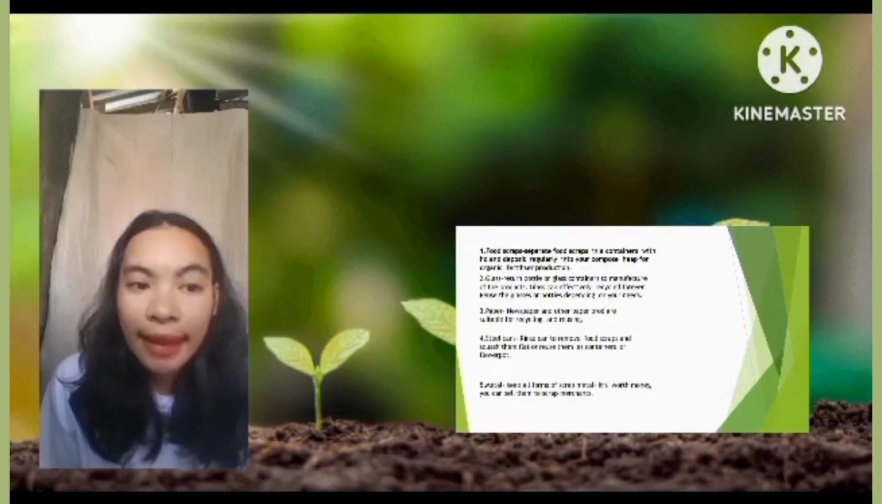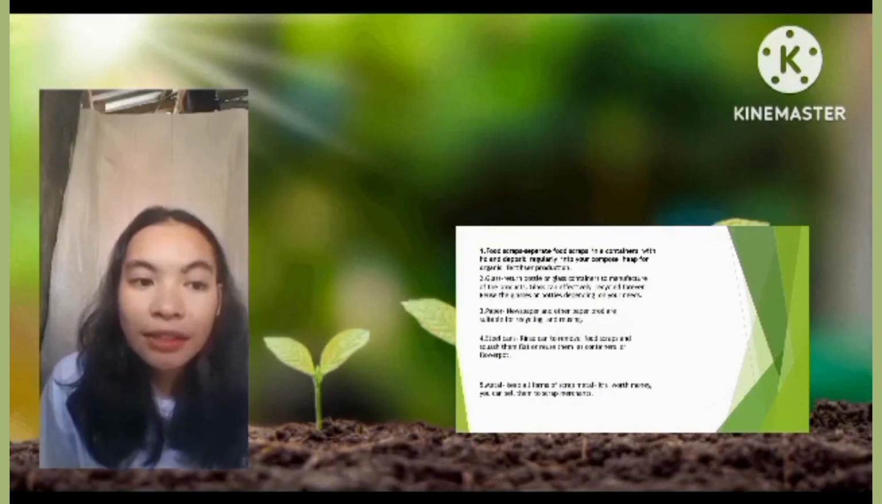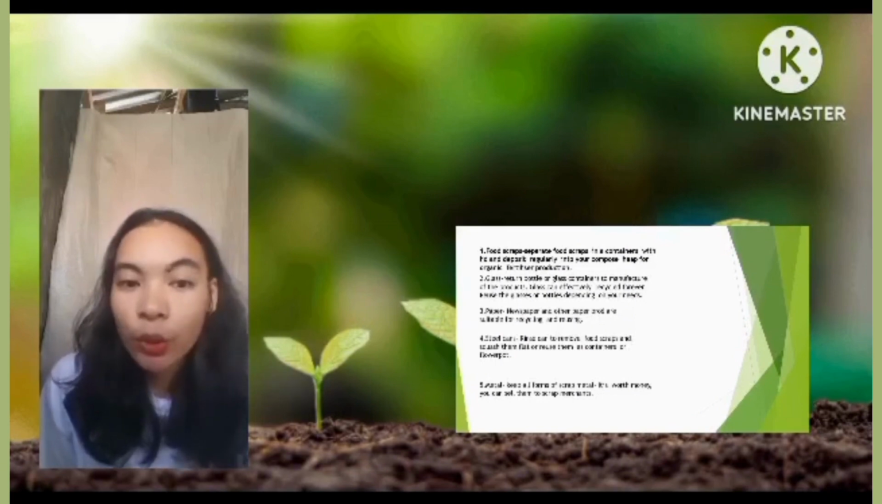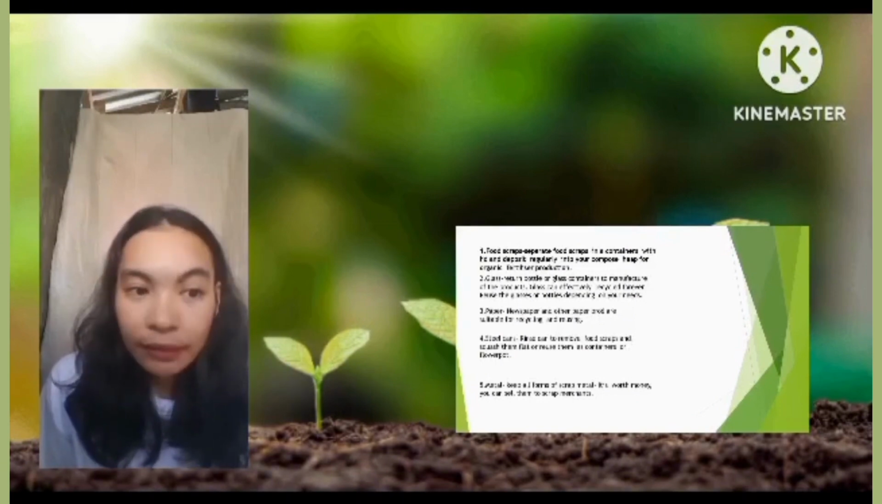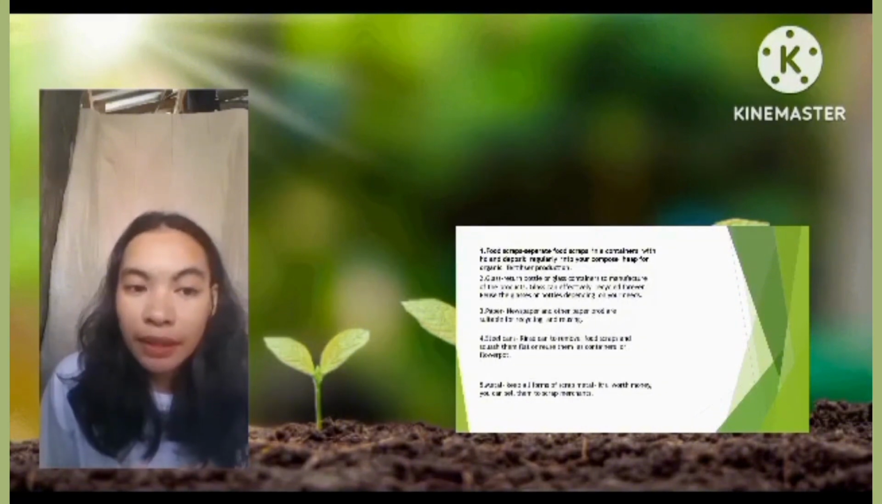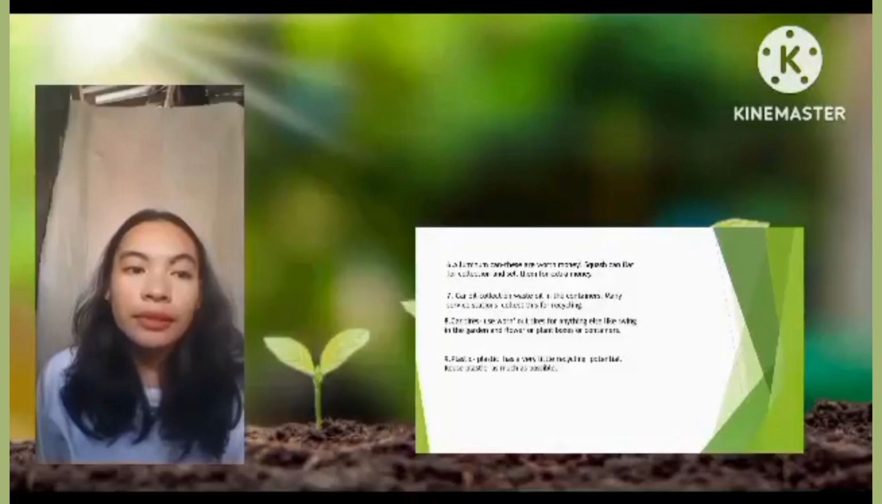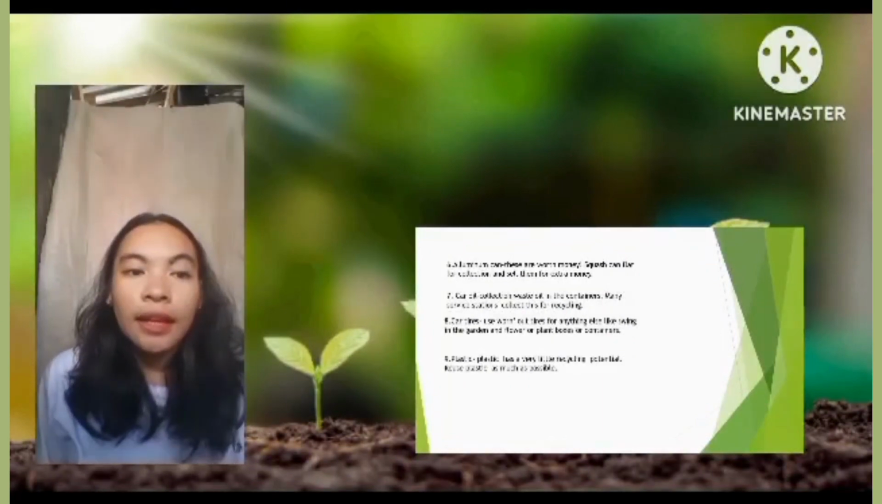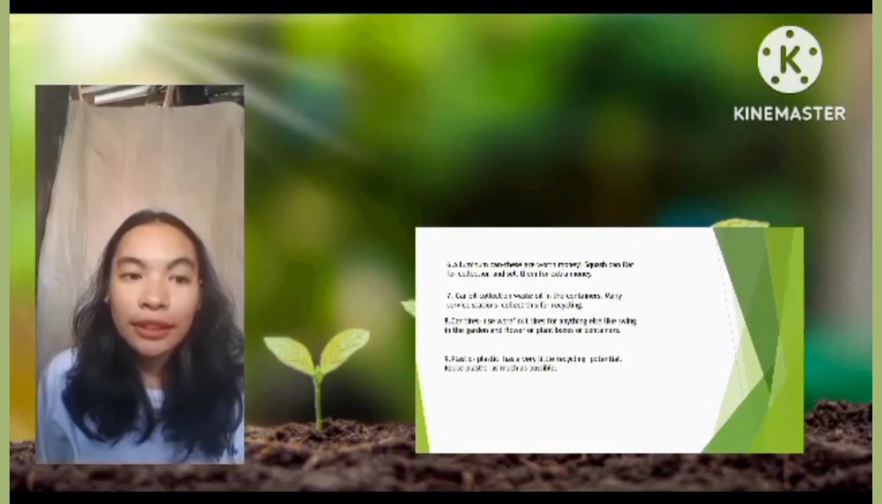Number 4, steel cans. Rinse cans, remove food scraps and squash them flat, or use them as a container or a flower pot. Number 5, metal. Keep all forms of scrap metal. It's worth money. You can sell them to scrap merchants. Number 6, aluminum cans. These are worth money. Squash cans flat for collection and sell them for extra money.